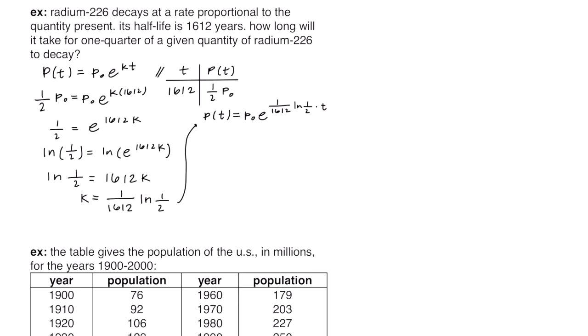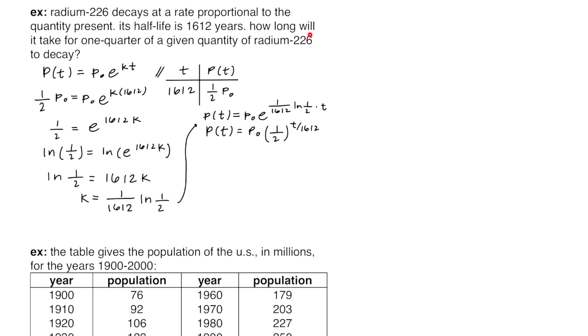I'm going to take this t and times it by this fraction. So we're going to get t over 1,612. Then we're going to move that up into the exponent so that the e and the ln will undo each other. So once you simplify that, you get P naught times 1/2 raised to the t over 1,612.